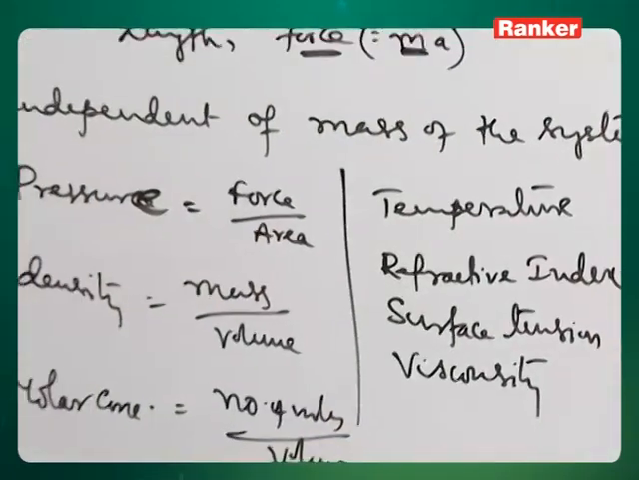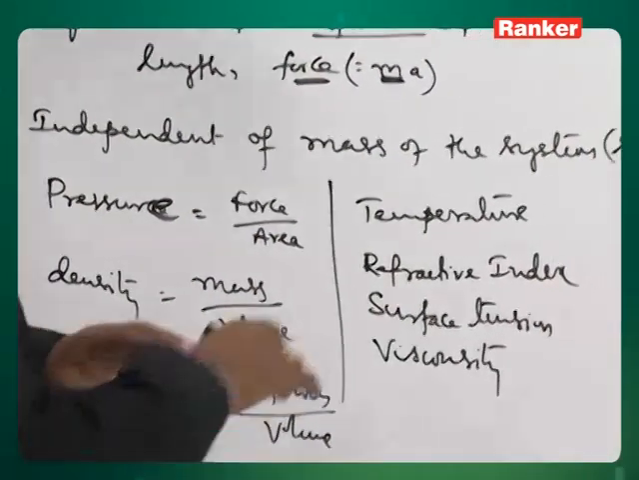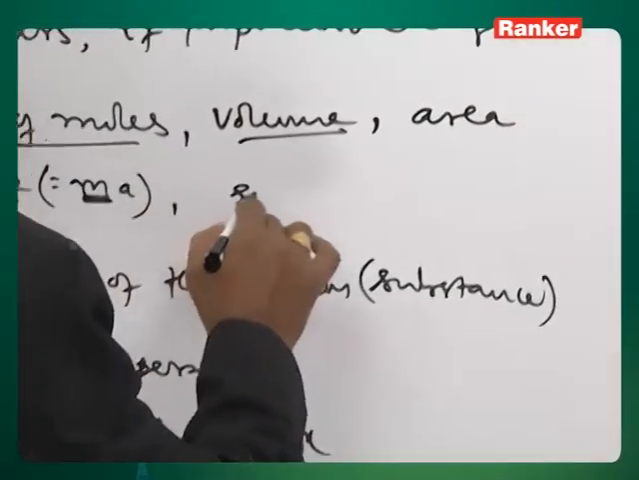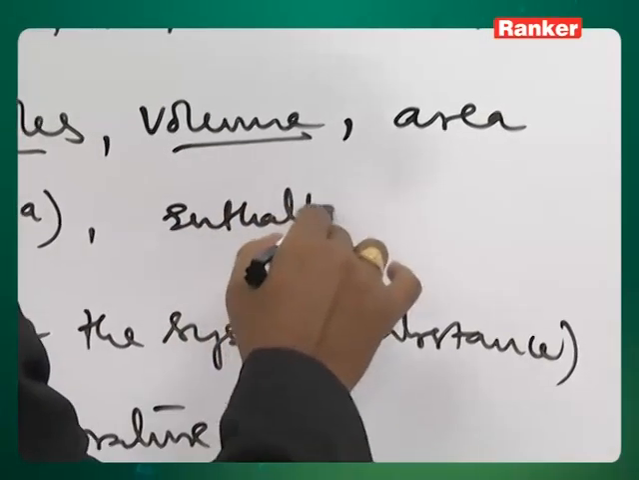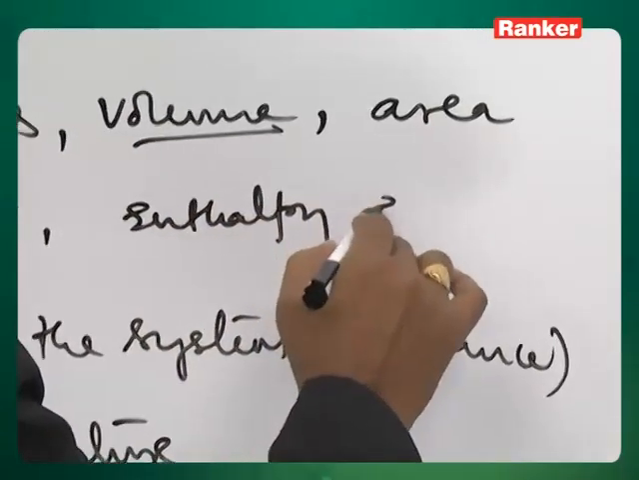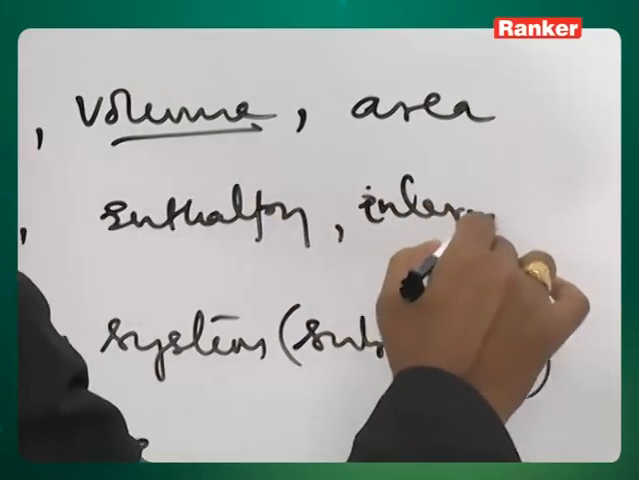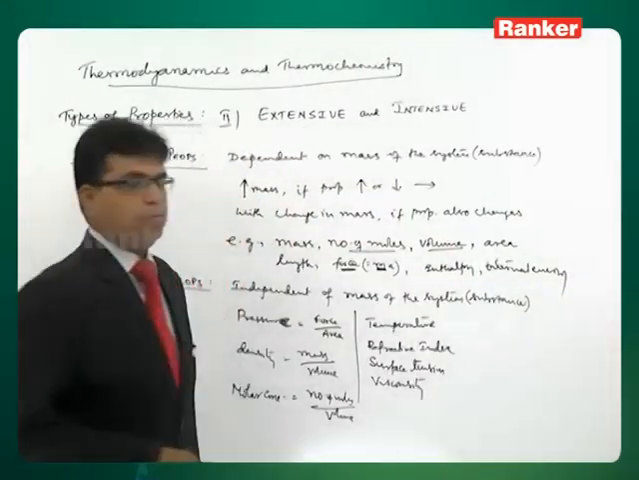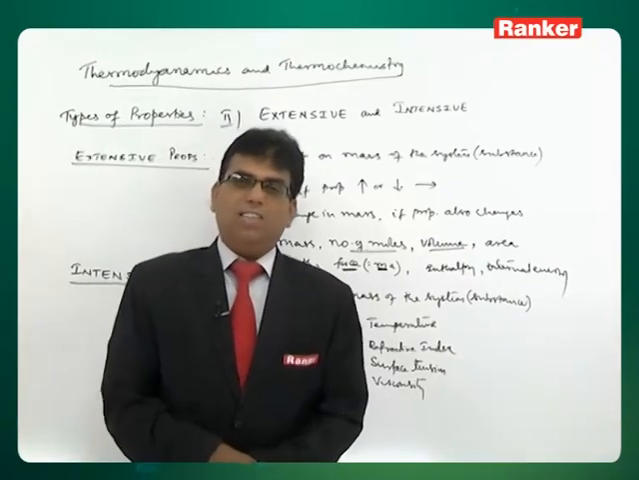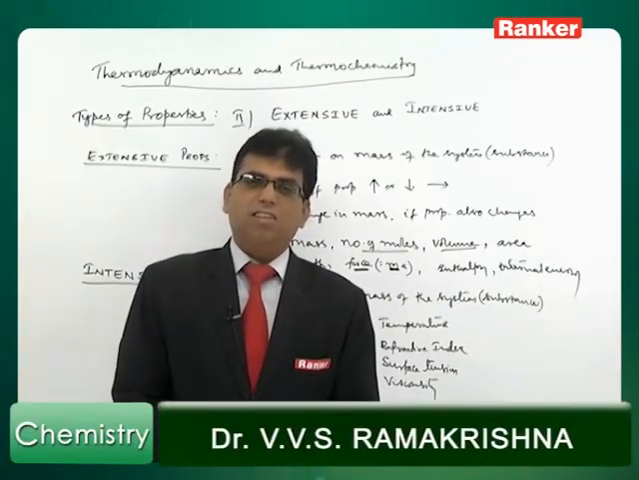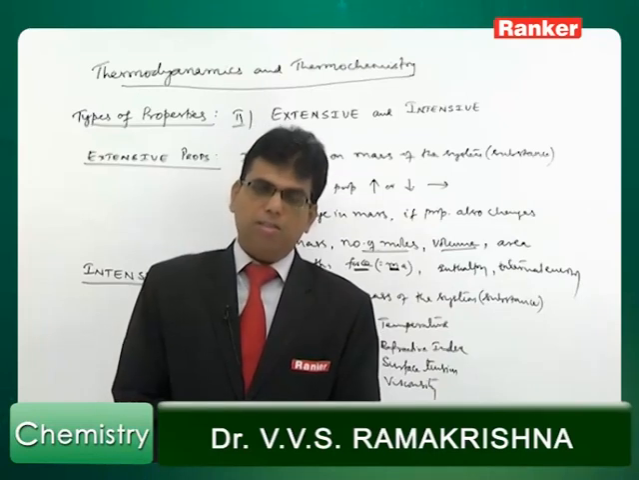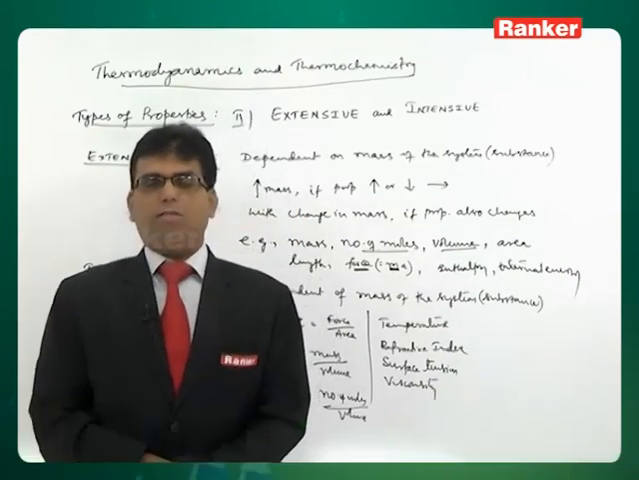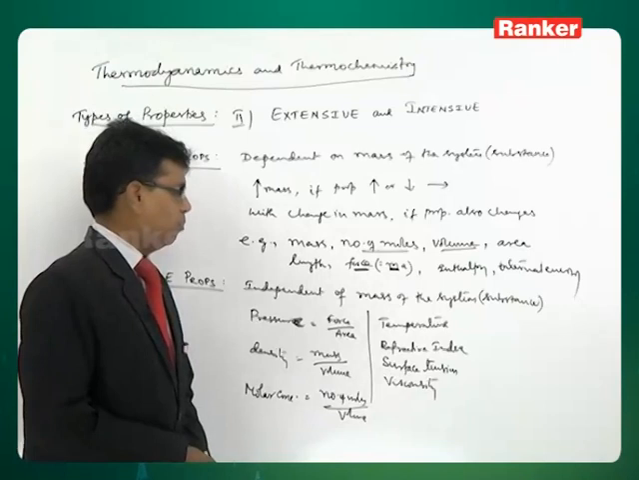And particularly when you speak about thermodynamical properties, enthalpy, entropy, enthalpy, internal energy, these are all extensive properties. As the quantity of the substance increases, the net heat content also increases, its internal energy also increases. So, they are again extensive properties.